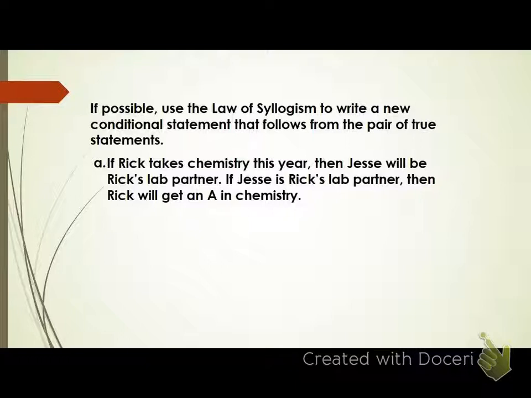So here, if Rick takes chemistry this year, then Jesse will be Rick's lab partner. If Jesse is Rick's lab partner, then Rick will get an A in chemistry. And we're going to assume that these two statements are true. Right? Here's what we got. Here's the first if-then, and we can make this P. Rick taking chemistry this year is going to be P. Jesse being Rick's lab partner is going to be Q. So far we have P going to Q.